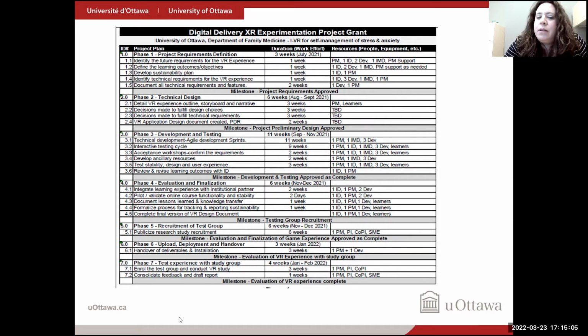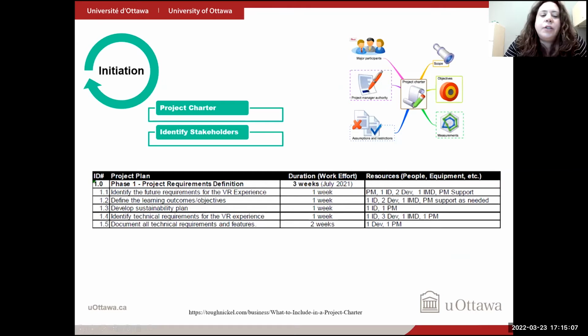And so let's see. During the initiation stage of this specific VR scuba application, at this point, we knew the overall objective is to develop this VR app that will be used as a tool to manage stress and anxiety. You could learn about stress and anxiety, and some common tips of how to self-manage those.